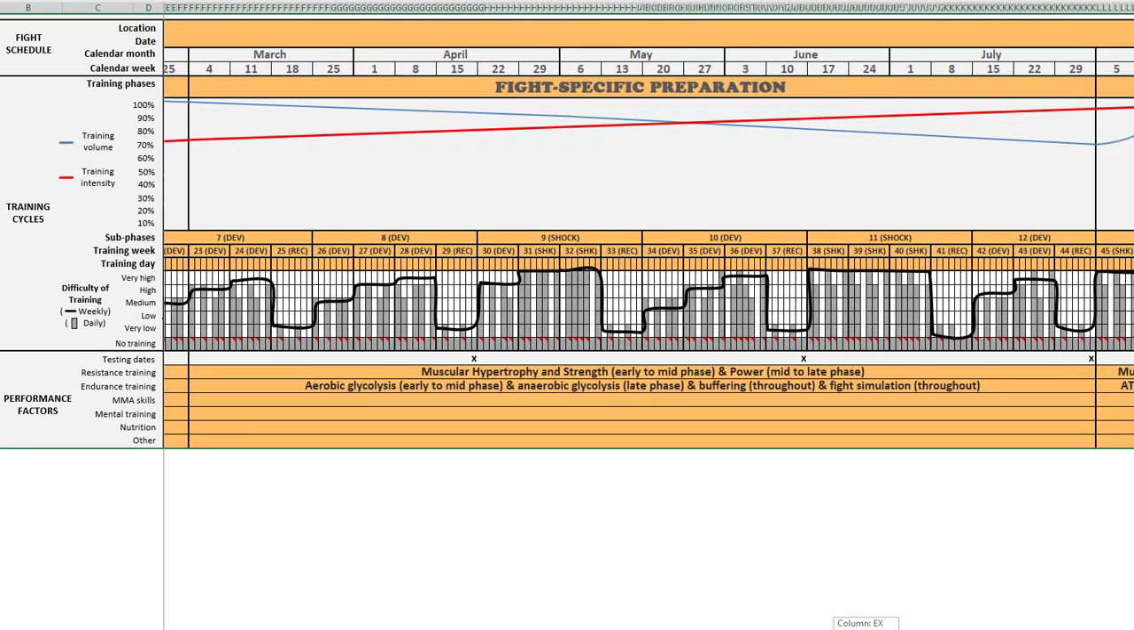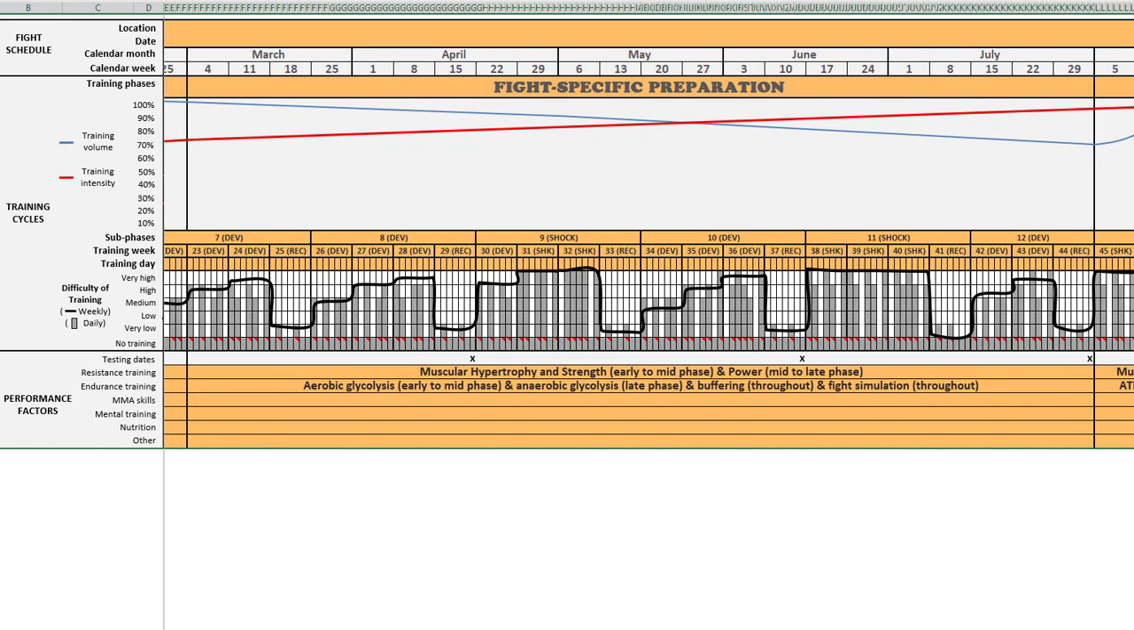This is the fight-specific preparatory phase. And so again, you can see we've scheduled another testing battery at the end of the 8th sub-phase, and then again at the end of the 10th sub-phase. And then there's one more scheduled at the end of the 12th sub-phase. And then that, of course, brings us to our fight camp.